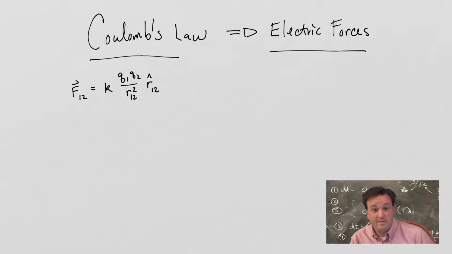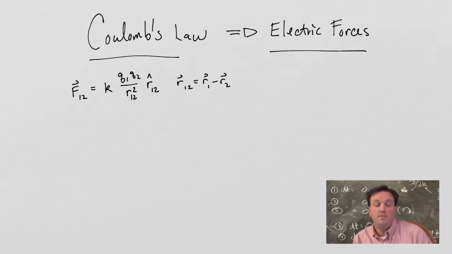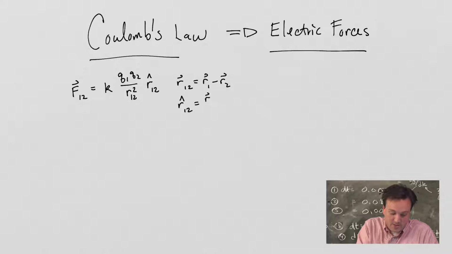So, this is the vector expression for Coulomb's law that we wrote down last time. F12, and remember we read that as the force on charge 1 due to charge 2, is equal to k q1 q2 over r12 squared, where r12 is the magnitude of that vector r12. And let me write down that r12 was equal to r1 minus r2, right? That's that vector that points from 2 to 1. And then times r12 hat, where r12 hat is just the vector r12 divided by the magnitude of the vector r12.